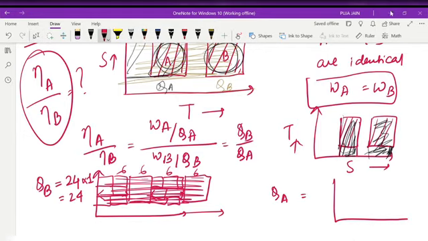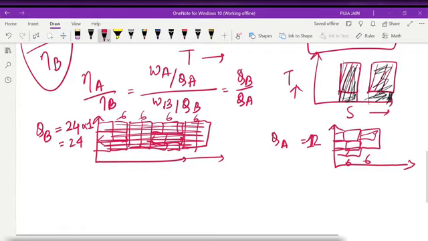QA is what? This is QA. B I am not drawing. We don't want B. So here I am getting 6 blocks, and this is 6 blocks. I have considered this also 6 blocks, this also 6 blocks, same area. So here I am getting 12 blocks, and each block is having area 1 unit of area, meter square, centimeter square, whatever you want you can say.